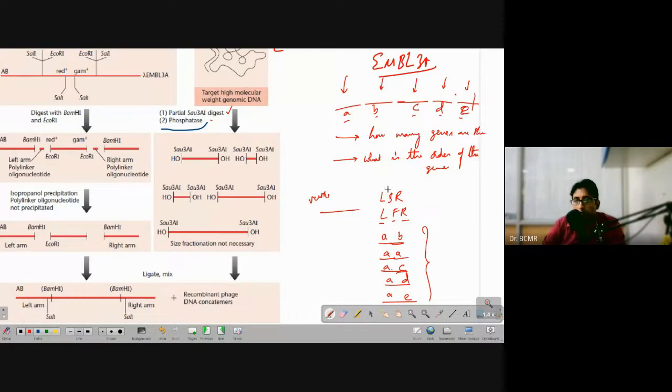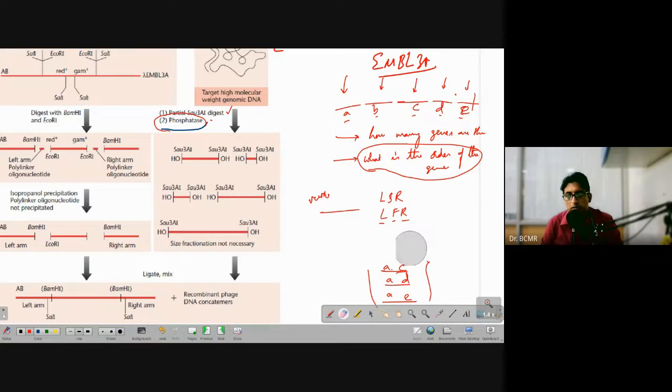We don't want that because it will compromise the order of the genes that are present in the DNA, in the genome. We would never know that, right? So we don't want these kinds of fragments to form because it will complicate our whole study. Therefore, we will treat it with phosphatase so that we eliminate the formation of all these fragment ligations.